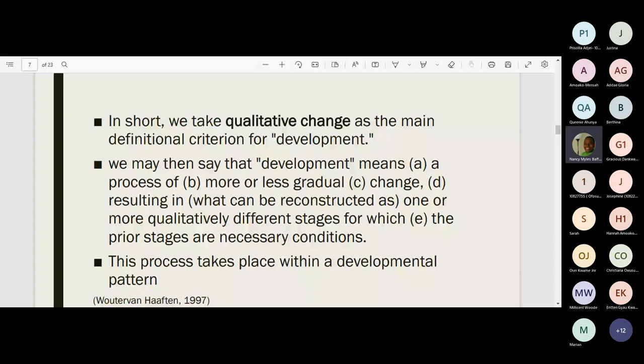So that first stage, if you like, or the prior stages, impact the next stages qualitatively. If that is all in tune, from the process to a more or less gradual change, which is resulting in one or more qualitatively different stages for which the prior stages are necessary conditioning, we say he's developing. When we say he has developed, remember it is a process. So it's not a sense of conclusion, no. But we speak that way when we see these key concepts at play in a situation.